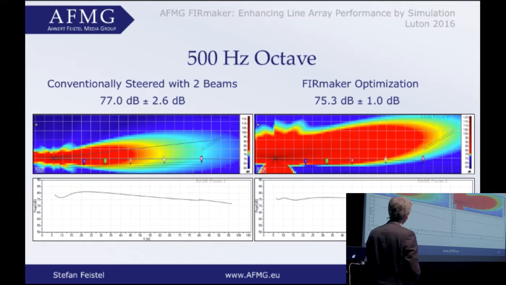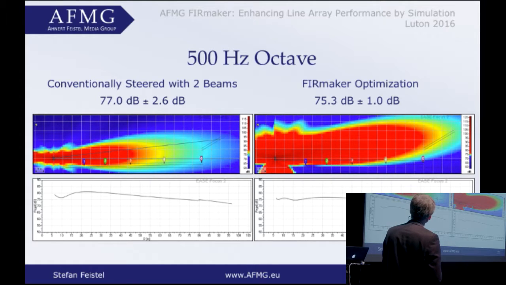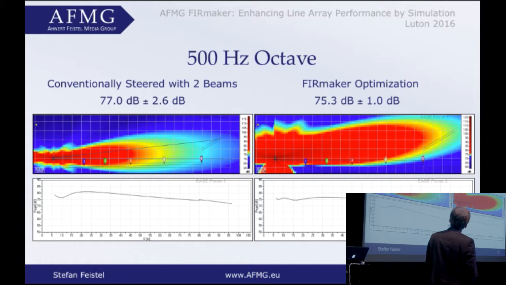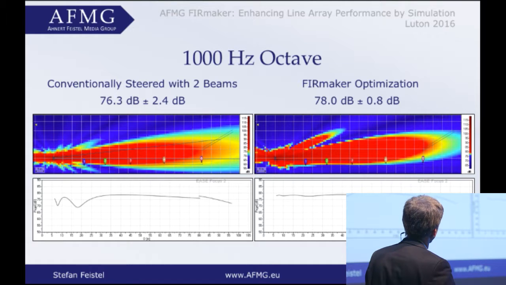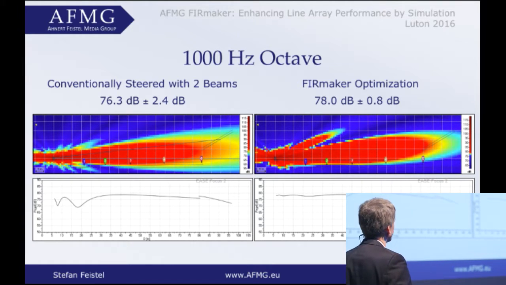So what do we get at 500 Hz? For the conventional system, you can't really recognize that there are 2 beams yet. 77 dB plus minus 2.6 dB, okay. Fairly controlled. A little bit better with FIRmaker optimization. At 500 Hz, maybe the column is also not quite long enough to fully exploit this, but then at 1 kHz, for example, we get really good results now. We have quite some spread in the level for the conventional system, 76 dB here in this case, and some dynamics, whereas with FIRmaker optimization it's much more uniform and we even achieve higher levels.